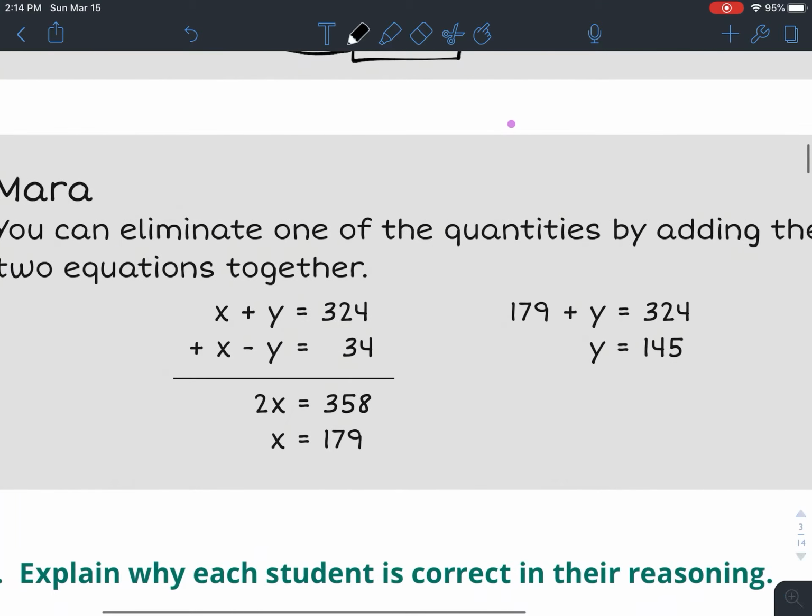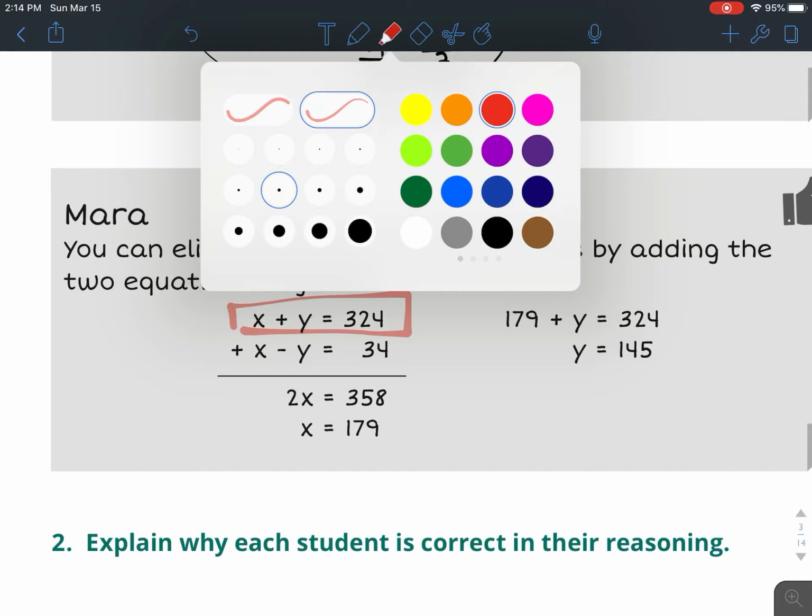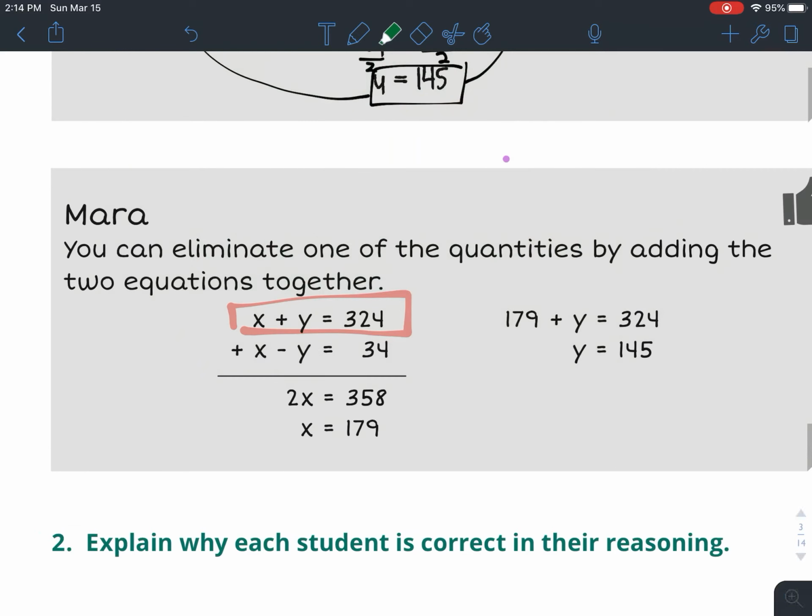Now, we use Mara's strategy of elimination. This whole chapter is going to be about elimination. So we're going to be eliminating things. So Mara sits here as X plus Y in the red box equals 324 plus, I'm going to change this here so you see it into dark green, plus X minus Y equals 34, and adds them straight down. So X plus X gives us 2X. Y minus Y gives us 0Y, so there's no Y on that.